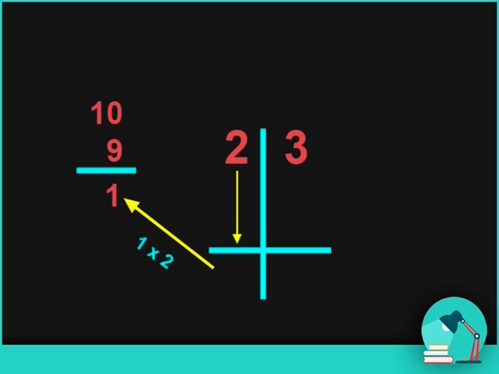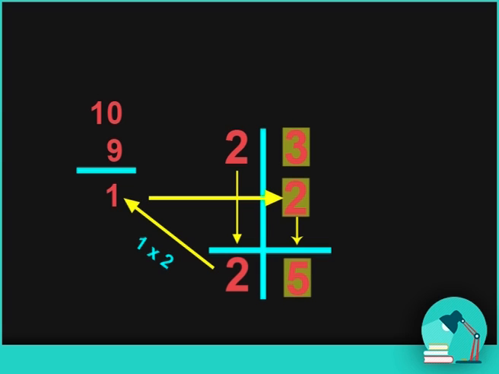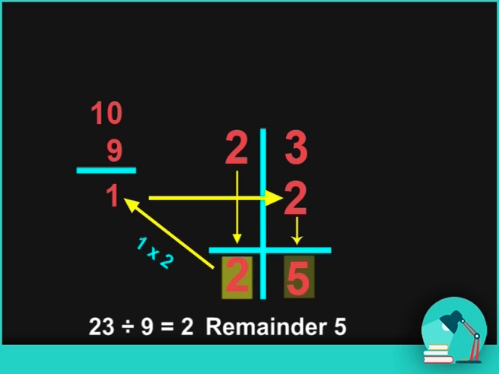In the first step, we will bring down the first digit of the dividend, which is 2. Next, we multiply 2 with the difference 1 and add the answer to the next digit of the dividend. The product of 2 and 1 is 2, which is written below 3, which is the next digit of the dividend. The sum of 3 and 2 is 5, which is the remainder. Thus, when 23 is divided by 9, the quotient is 2 and the remainder is 5.